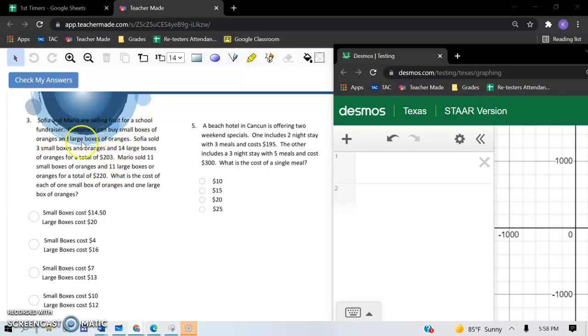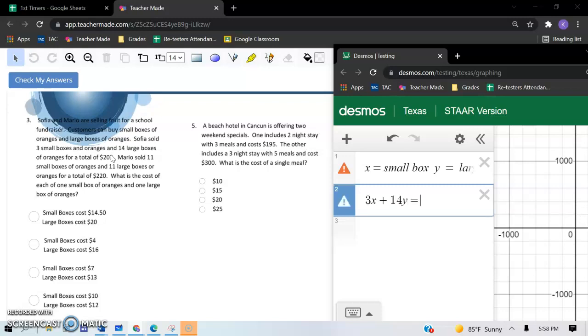We already did this once, but let's review. It says customers can buy small boxes of oranges and large boxes of oranges. Sophia sold 3 small boxes. So here, I'm going to do this: X equals small boxes. Y equals large boxes. So it says here, Sophia sold 3 small, 3x, plus 14y, for a total of 203.